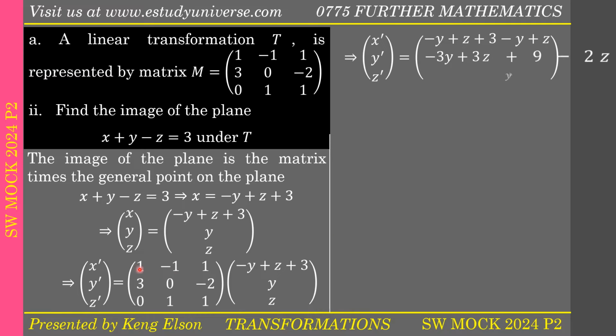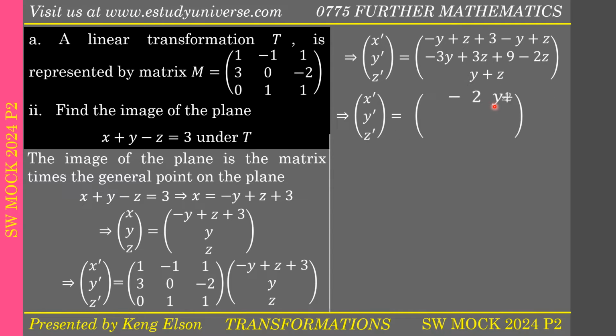So we multiply again. We take 1 times negative y plus z plus 3, then negative 1 times y, then 1 times z. We get what we have here. Next we take 3 times negative y plus z plus 3, then 0 times y, and then negative 2 times z. We get this. Finally we take 0 times negative y plus z plus 3, we get 0. 1 times y is y, and 1 times z is z, so we get y plus z.